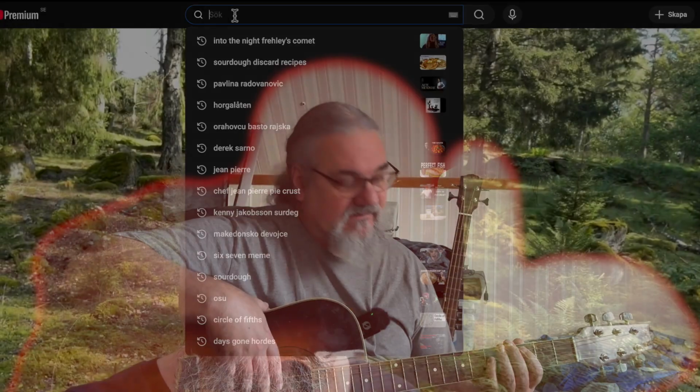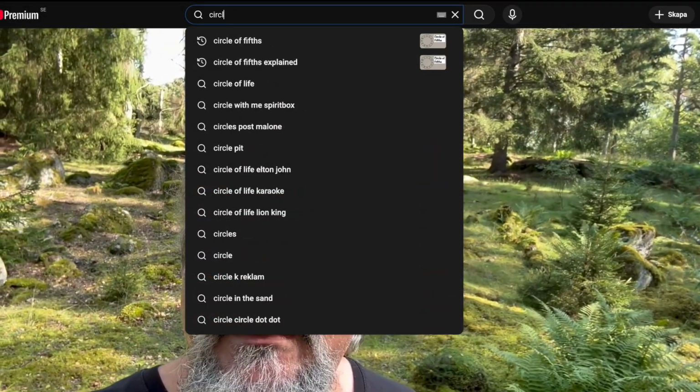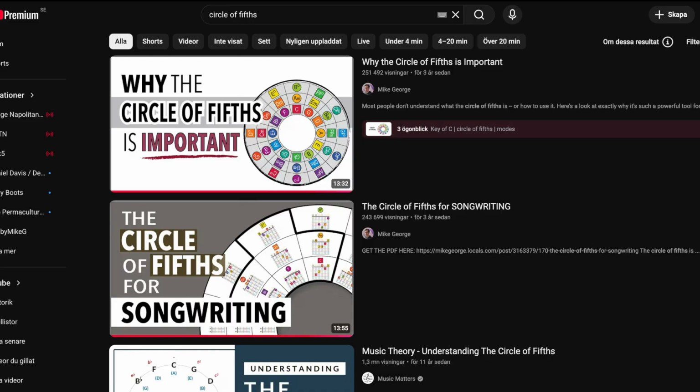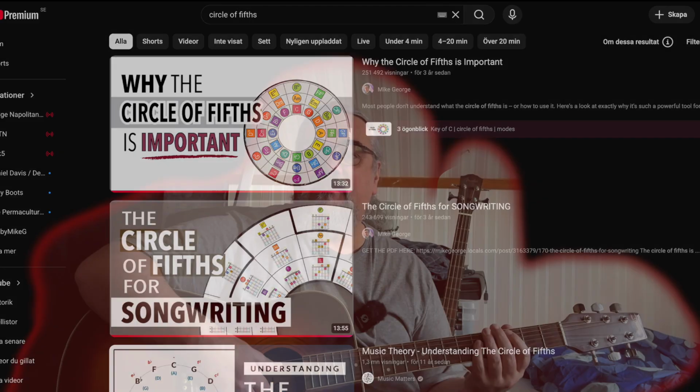Today I thought we could start talking a little bit about the circle of fifths. If you search on YouTube or other places for information about the circle of fifths, you will find a lot of mnemonic memory rules for how to remember the circle, but I'm going to do it differently. I'm going to build it from scratch.